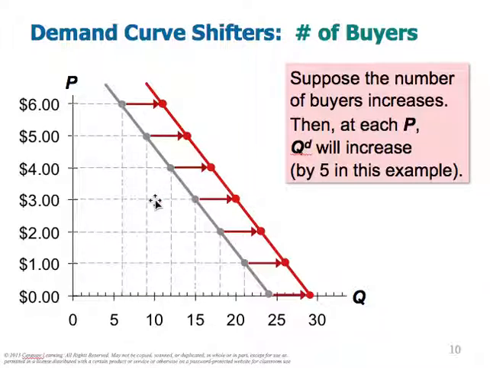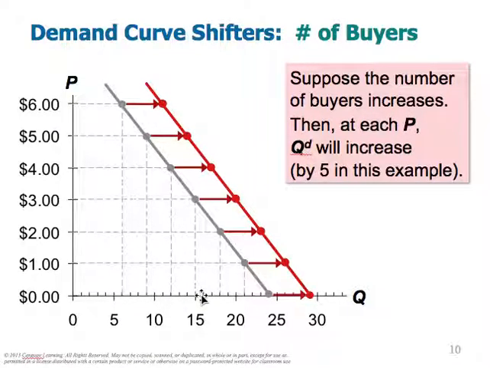Again, there is a difference between an increase in demand and an increase in quantity demanded. When there is an increase in demand, the demand curve is going to shift to the right. But when there is an increase in quantity demanded, that basically means that we have a movement along the curve, and that is typically associated with a fall in price. So suppose that the price falls from $4 to $3. Then the quantity demanded is going to increase from 12 to 15.